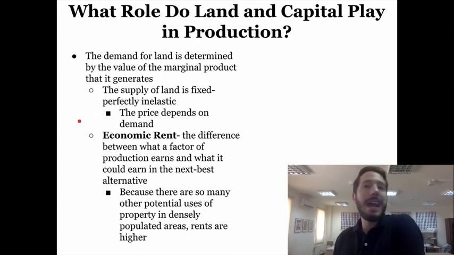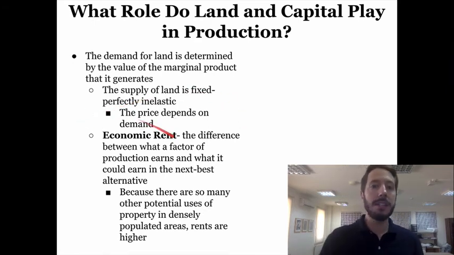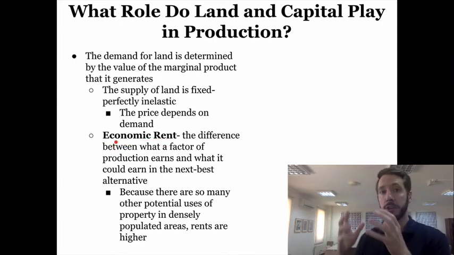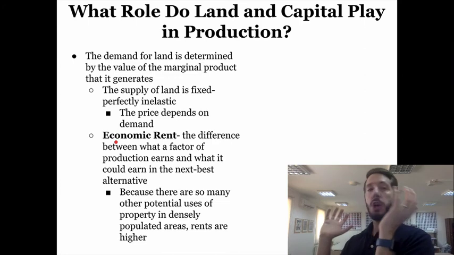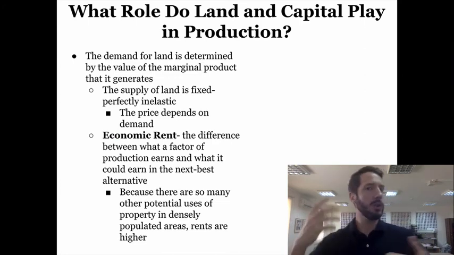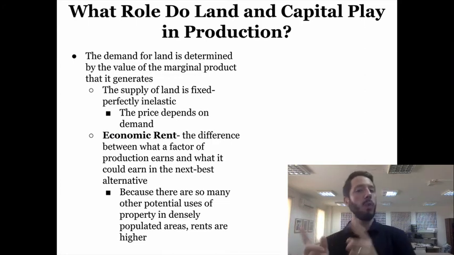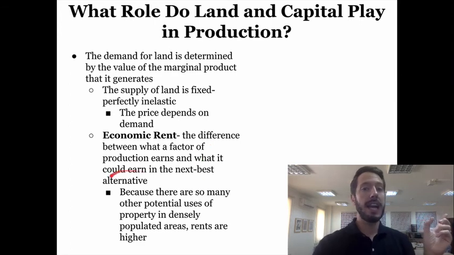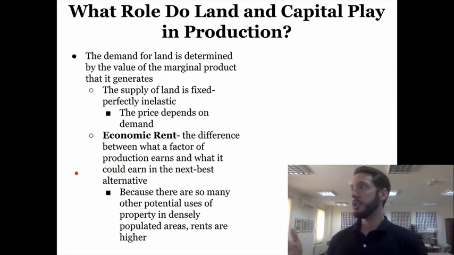Now, how does the demand for that land get determined? Based on economic rent, which is the difference between what a factor of production earns, so what will that land earn if it's used to make cars, computers, Big Macs, and what could it earn in the next best alternative. If I change that park into a McDonald's, what's going to be the difference in economic rent? So what's the opportunity cost there?